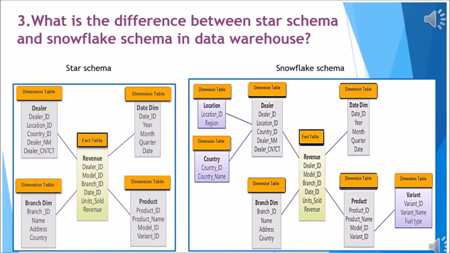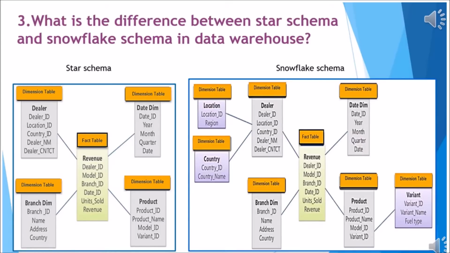The third question is, what is the difference between star schema and snowflake schema in data warehouse? Here you can see I'm showing two diagrams. One is for star schema and another one is for snowflake schema. Star schema will contain a fact table in the middle, and it is connected with multiple dimension tables like a star. And in snowflake schema, the fact table will be a centralized table, and it is connected with multiple dimension tables, and these dimension tables are again connected with multiple dimension tables.